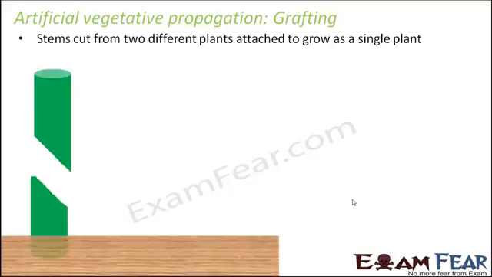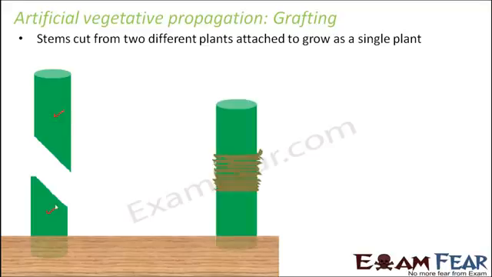So how do we do that? Let us suppose these are the two parts of the stem. This is from one plant, and this part is from another plant. You just keep them together and then you bind them, you tie them with something. So this improves the quality of certain plants.